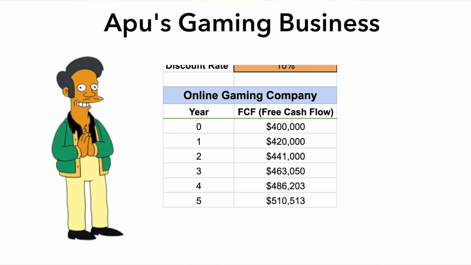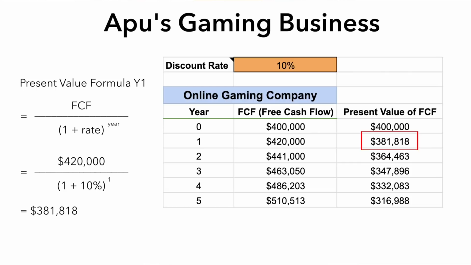So in year 1, the business is expected to make about $420,000. So if we wanted a 10% return on our investment, we'd be willing to pay $381,818 for it today. That's because if we pay $381,818 for the expected cash flow of $420,000 in a year from now, that gives us exactly a 10% return on our investment.